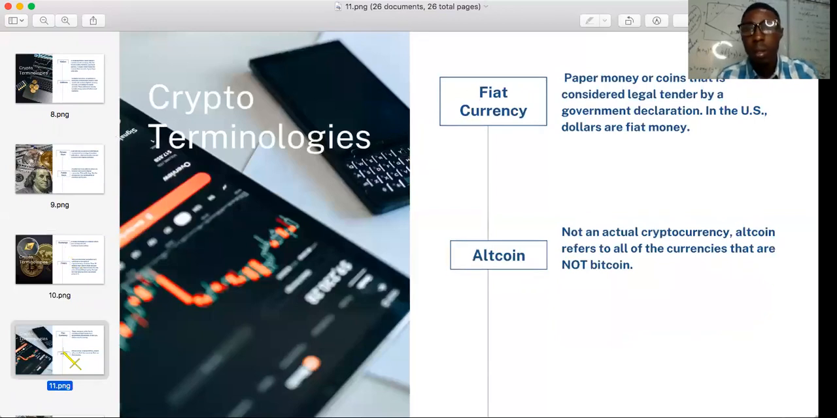Fiat currency. Fiat currency simply means your paper money, your naira, pound, dollar, euros. These are called fiat currency. Then there's one known as altcoin. Any coin that is not Bitcoin is called altcoin.